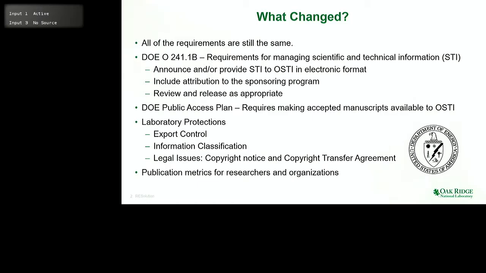So what changed? All of the requirements are the same. All the DOE and ORNL requirements for publications are the same. So if you were required to provide an accepted manuscript before, you're going to be required to provide the accepted manuscript in the future. Same thing with copyright transfer agreements. We're still following the DOE Order 241.1b. We're still sending all our STI over to OSTI. We're still attributing things to our sponsors, providing our review and release services.